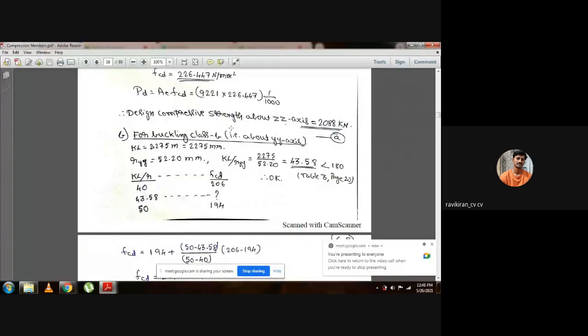Yes, for buckling class B, we should do the same procedure as we did for buckling class A. That is KL by R. KL remains the same, that is effective length, and the R value in terms of the YY plane is 52.2 millimeter. If you do this, we'll get 43.58.